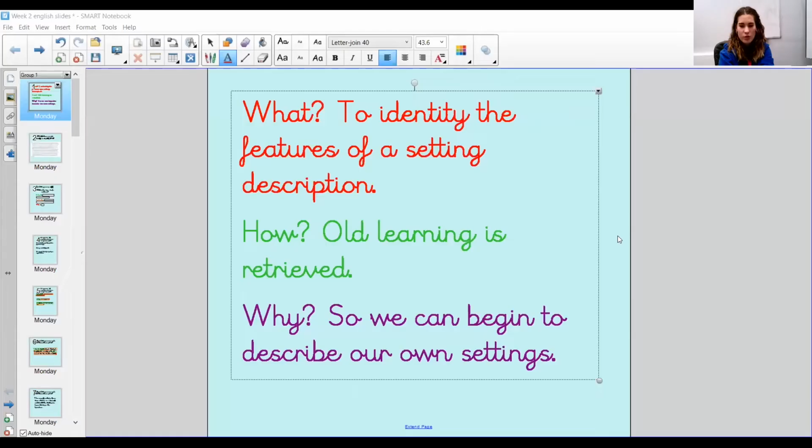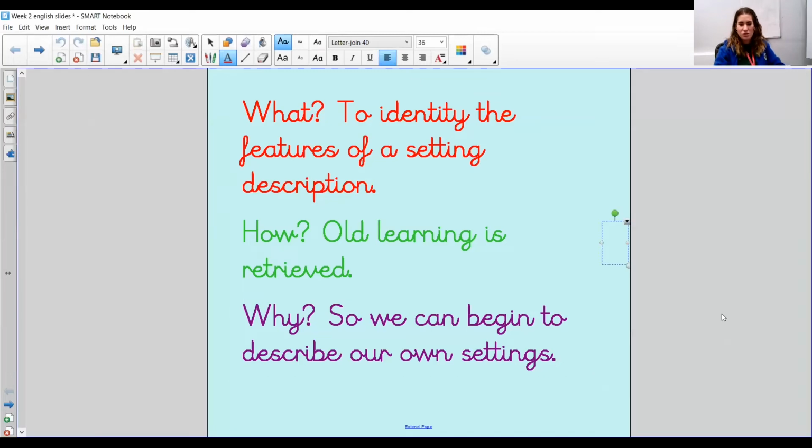So what are we doing today? We're going to be identifying the features of a setting description. How? By retrieving old learning. We've all written a setting description before. If I cast your mind back to before Christmas when we wrote that setting description about the Viking Yuletide. And why? So we can begin to describe our own settings.